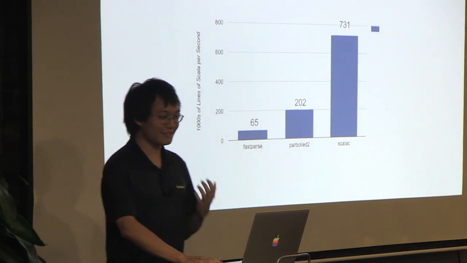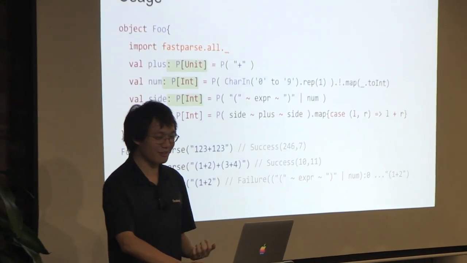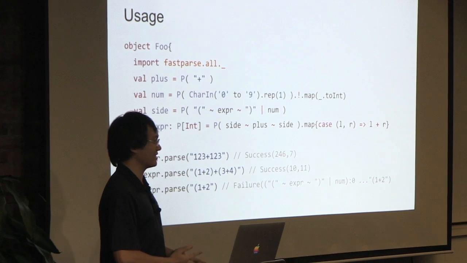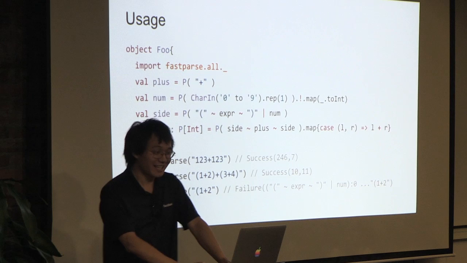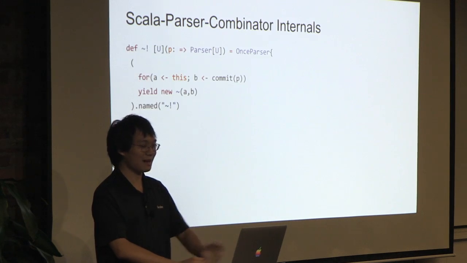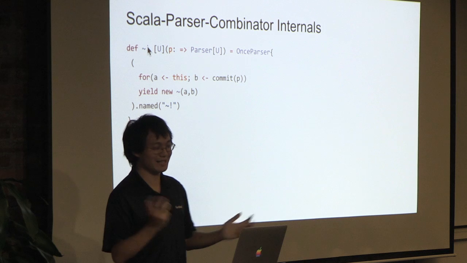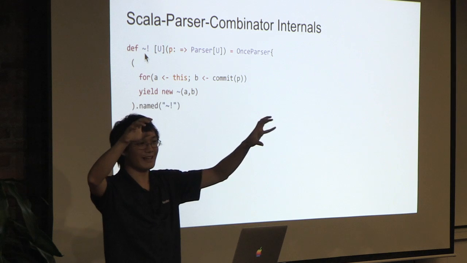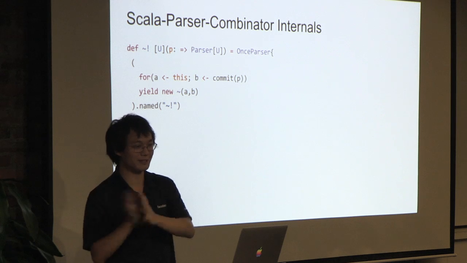So why can FastParse be 85 times faster than scala-parser-combinators, even though it looks exactly the same from the outside? And the answer is that the outside is not all that matters. The inside also matters. And so if you look at what's inside scala-parser-combinators, for example, this is a cut operator, which I still haven't explained, but I'll explain soon. But it basically parses a thing on the left, followed by a thing on the right. And if the thing on the right then fails, it won't backtrack. But we'll go into more details later.